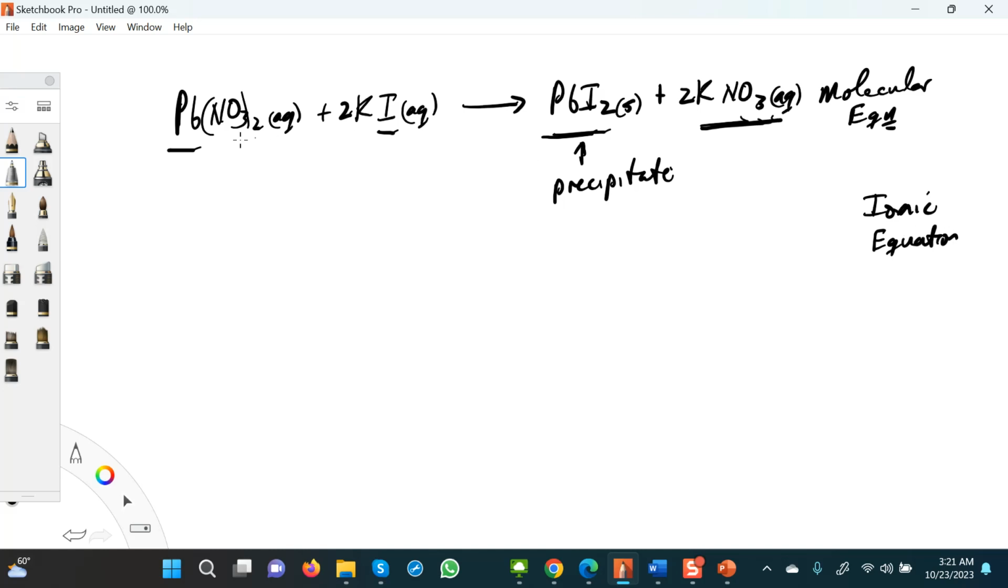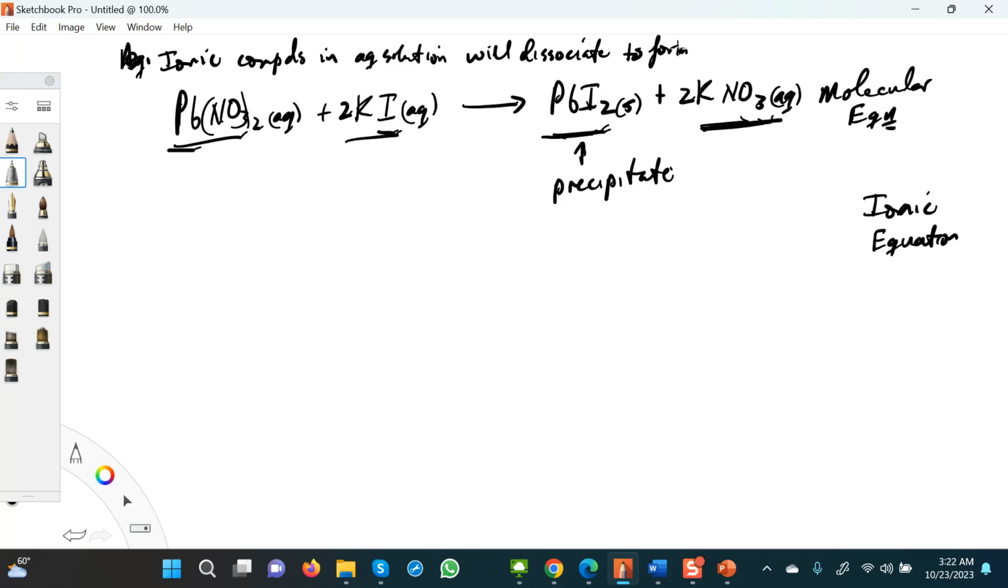So if you remember what we did previously, we examined each of these to see whether or not they would form ions in an aqueous solution. Now, remember this, and maybe I should write this down somewhere here. Let me write it up top here. Aqueous ionic compounds in aqueous solutions will dissociate to form ions. All right? Key thing to remember when it comes to these reactions, right? So any ionic compound that is in an aqueous solution will form ions, all right?